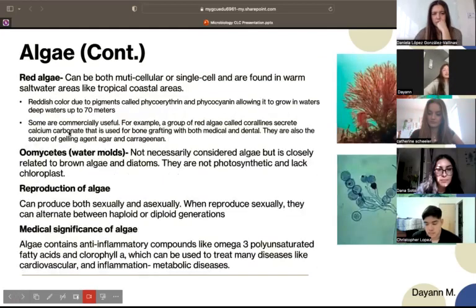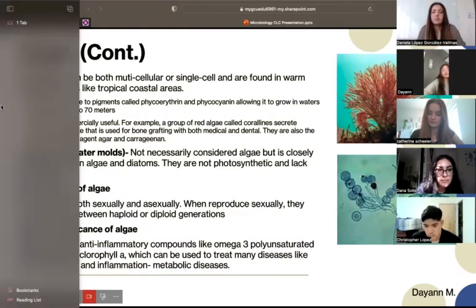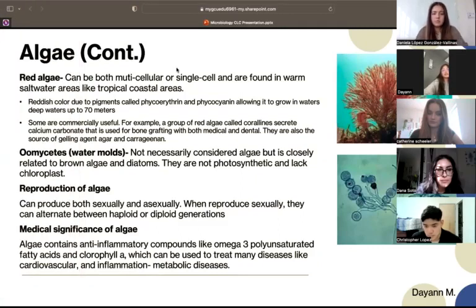Then we have red algae. They can be both multicellular or single-celled, and they are found in warm saltwater areas like tropical coastal areas. They have a reddish color due to the pigments called phycoerythrin and then phycocyanin. Sorry, I can't pronounce it, but they allow it to grow in very deep water, like 70 meters. And these are also commercially useful.